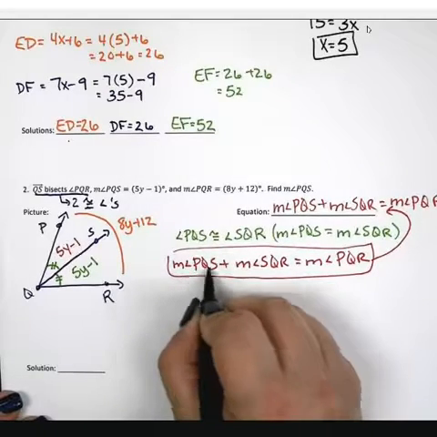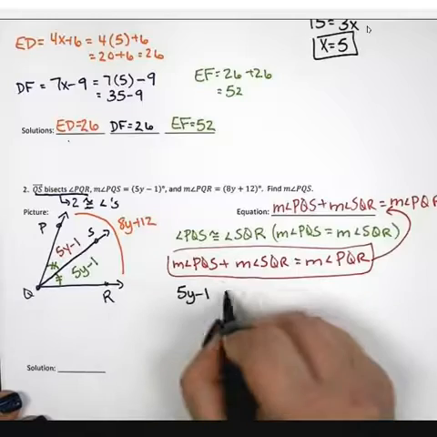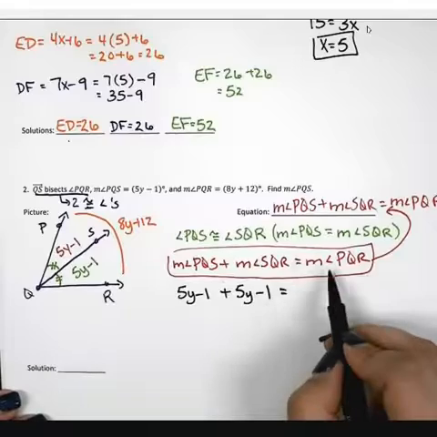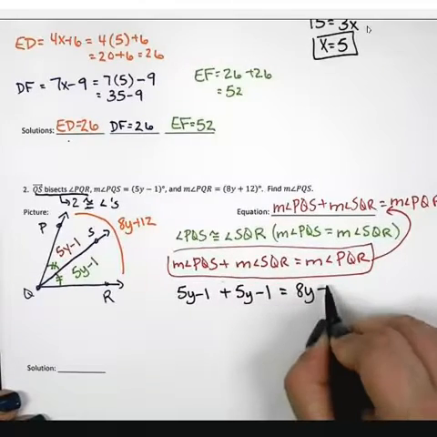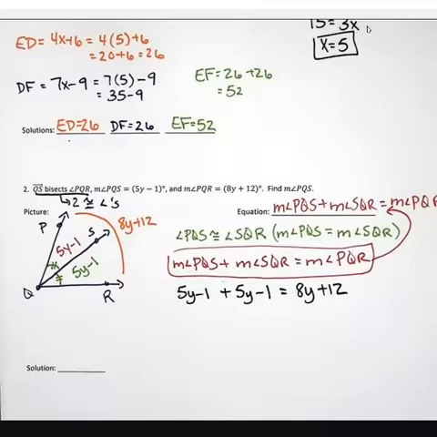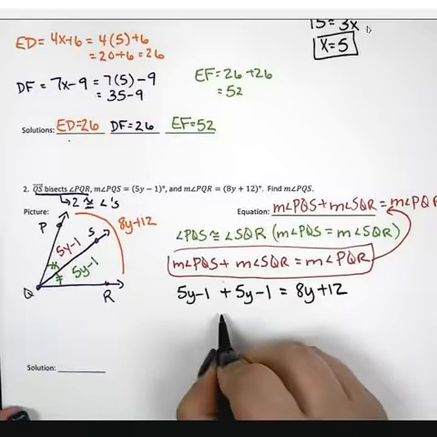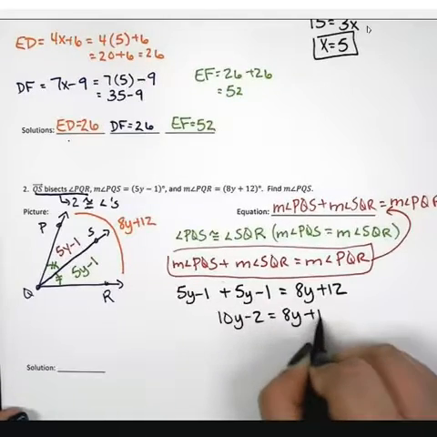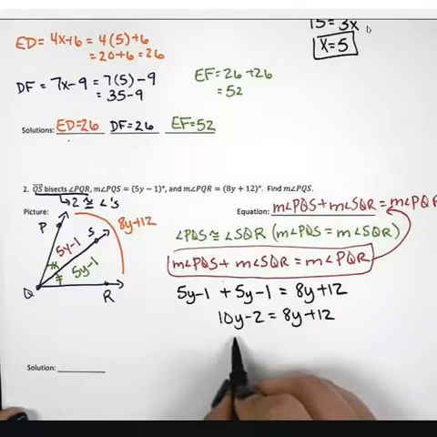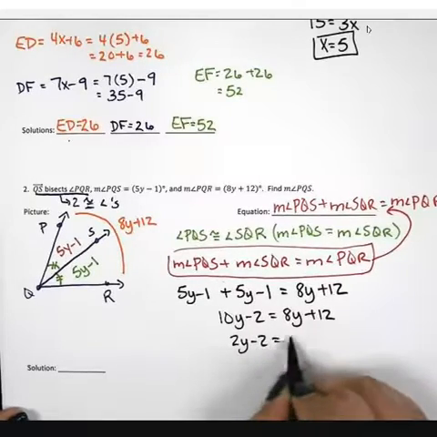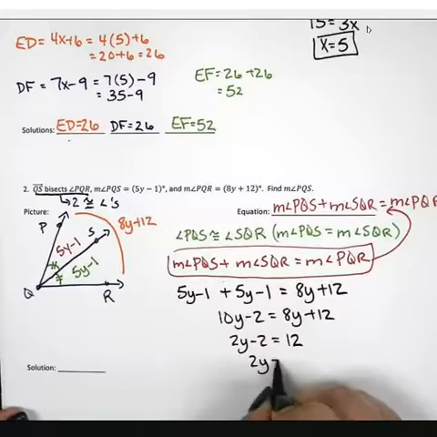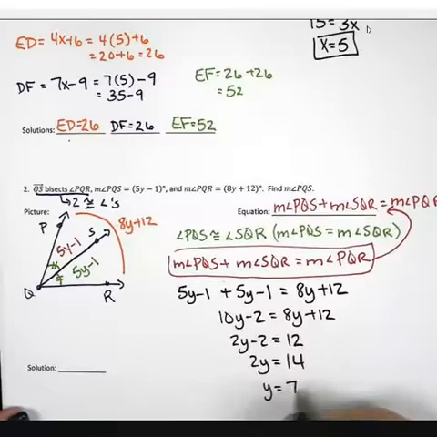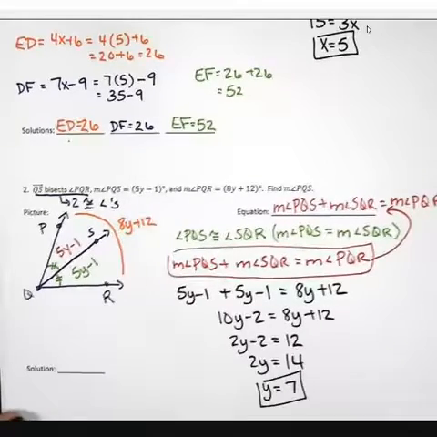So PQS is 5y minus 1. SQR is 5y minus 1. And PQR is 8y plus 12. So now that I have my equation, I can go ahead and start simplifying and solving. So 10y minus 2 equals 8y plus 12. If I move my y's over here, I get 2y minus 2 equals 12. Add 2 to both sides to get 2y equals 14. And then divide both sides by 2 to get that y equals 7.